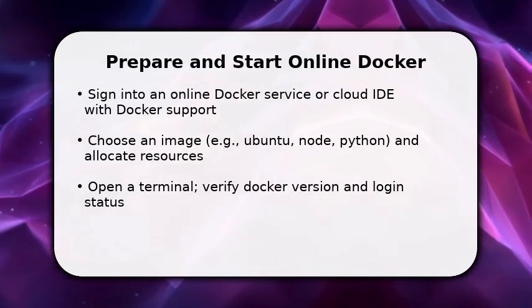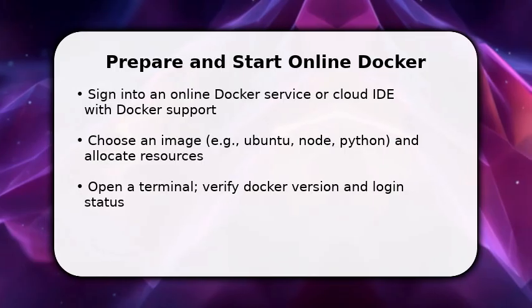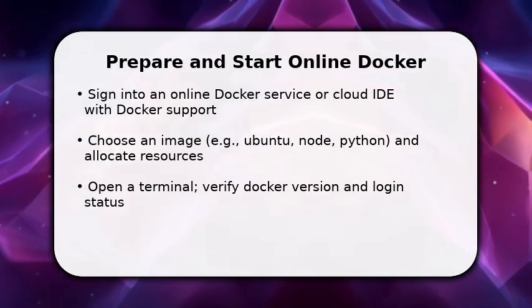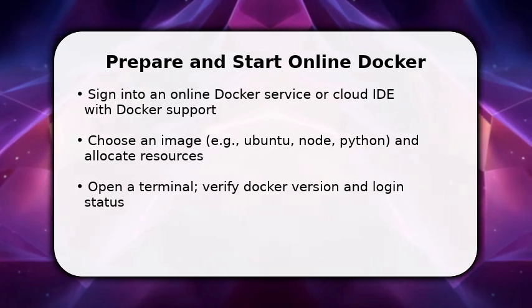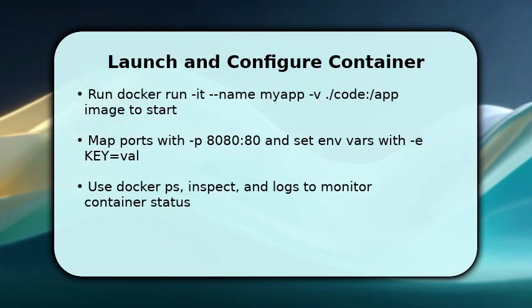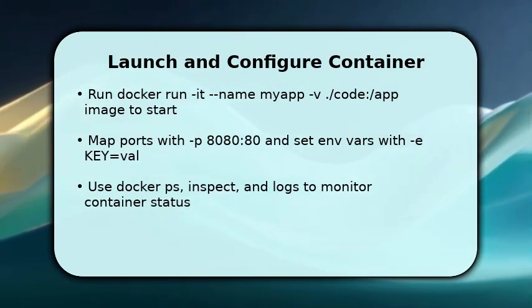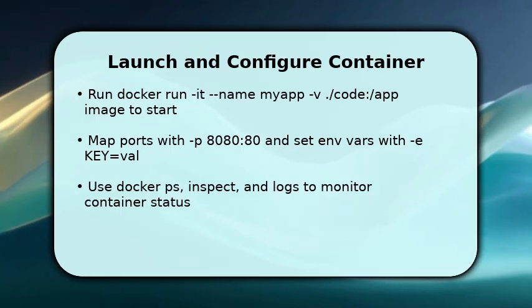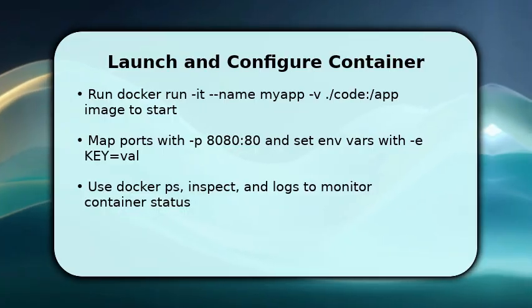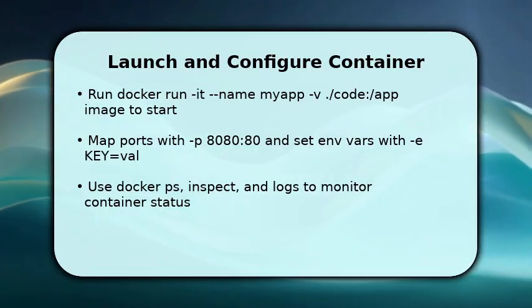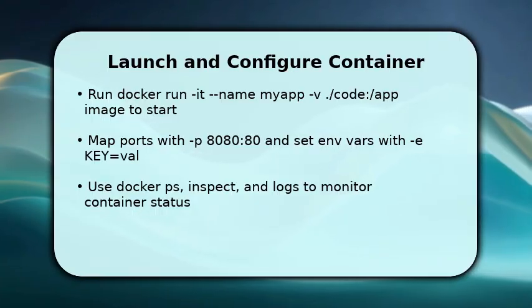Make sure to run docker version and docker login if required, so you confirm the environment is ready and authenticated before creating any containers. You now launch the container with explicit options so the runtime matches your workflow. For example, use -v to mount your code and -p to expose a service port. Explain why: mounting enables live edits, and port mapping provides access to web services.